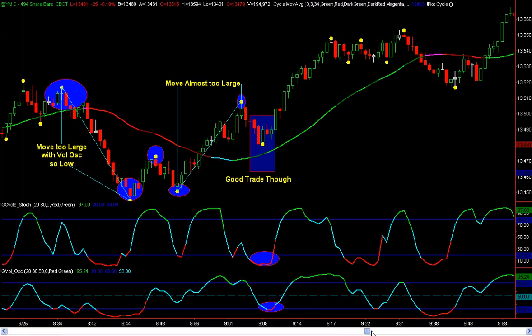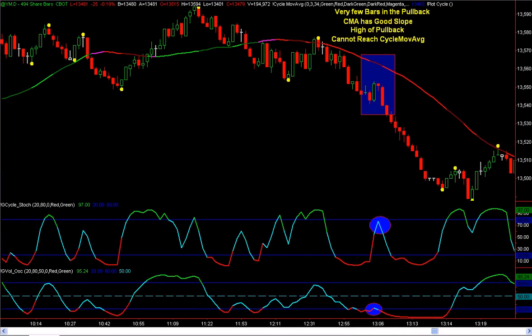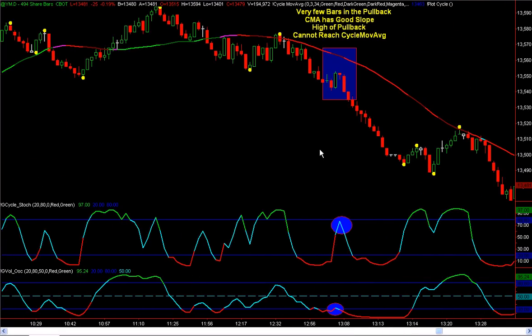Even though the volume oscillator was a little bit lower than I like to see it, that was a good signal. But the trade that I'd like for you to remember about that I showed you, this one, this is the type trade I really like for you to look at. Very few bars in the pullback area, good slope to the indicator. The high of the move in the pullback area did not reach the moving average. The stochastics oscillator turned down weak enough it did not even reach up above the 80 mark on this down move, and the volume oscillator had a hook down and very weak, and look at the move we had. These are the type moves you want to look for. These are cherry picking the trades.